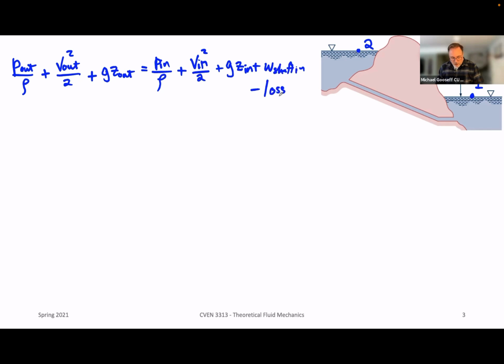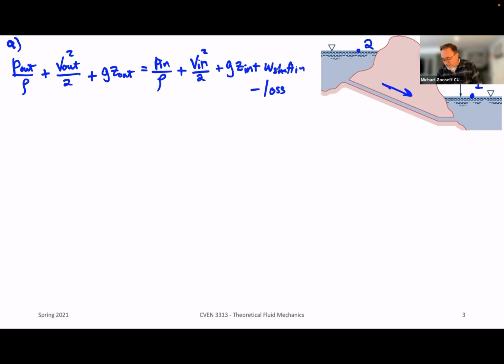Okay, so what gets simplified? For part A, note that there's no mention of turbines or pumps or whatever. Part A, remember, is just that we have flow going in that direction.